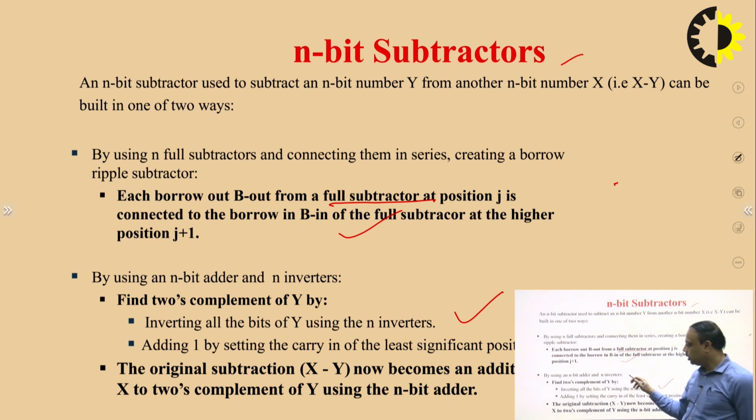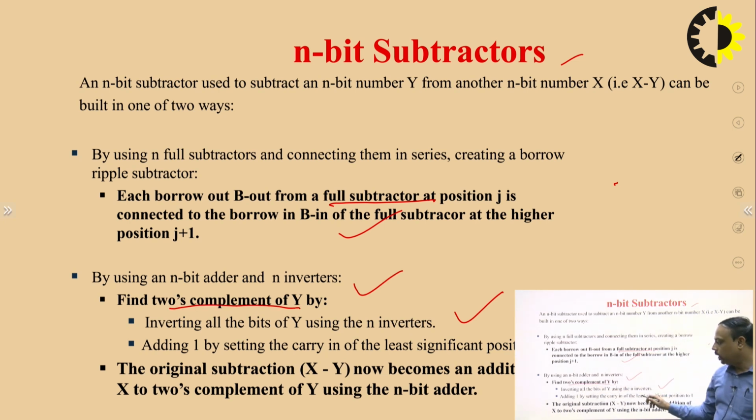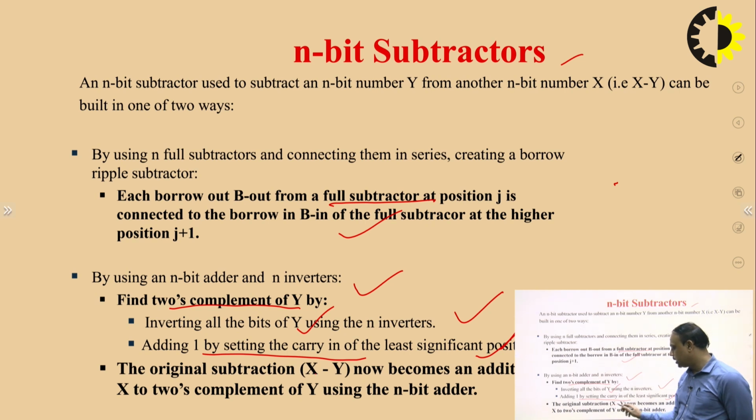While for doing this with the help of 2's complement, we require to generate the 2's complement of the negative number. For this, we need an inverter circuit that inverts all the bits of Y, and then we need an adder circuit that adds the generated carry to the least significant bit, so that we get the 2's complement of the number. Then we add X plus Y. It actually performs the subtraction of X minus Y with the help of an n-bit full adder.